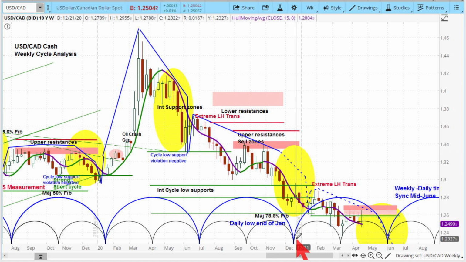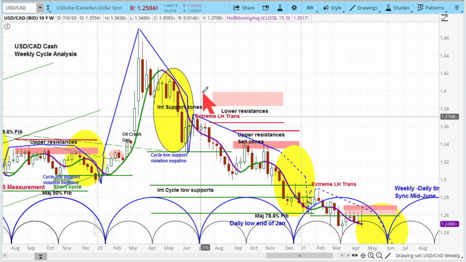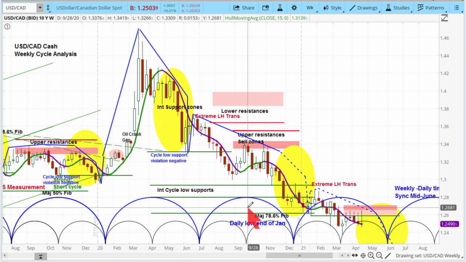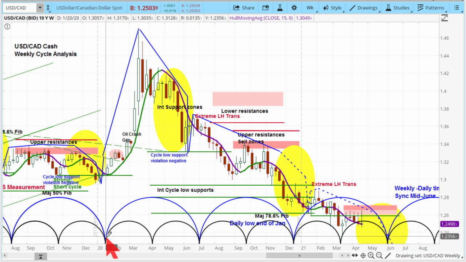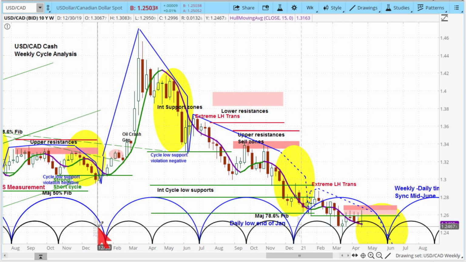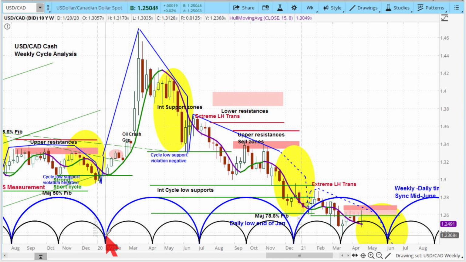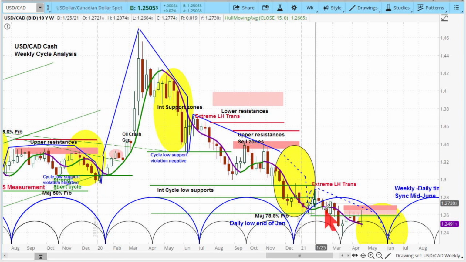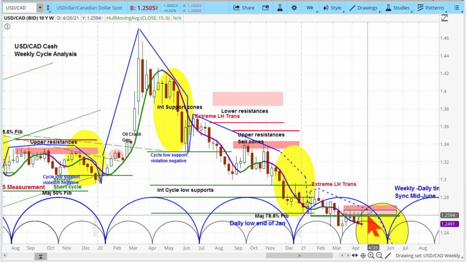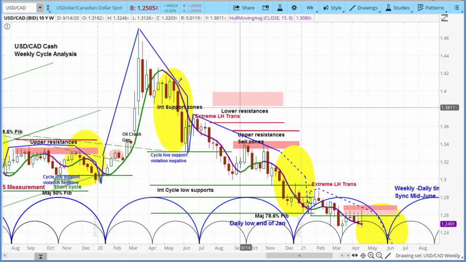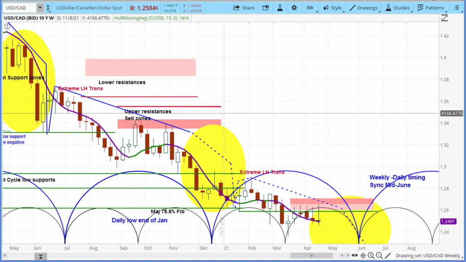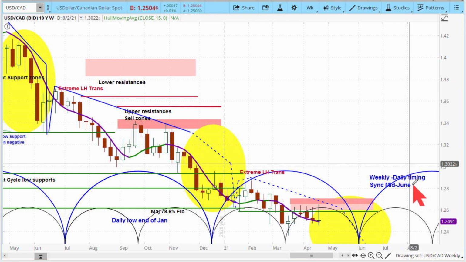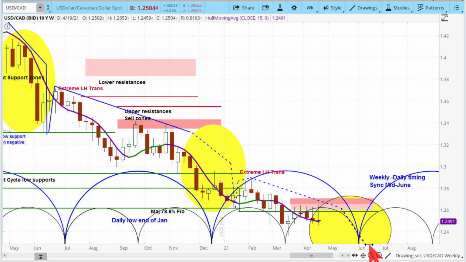Look what happened. These yellow areas that are highlighted are the points where there is a nesting, where both the minor and the larger cycle come down together, and that brings declines, as you see here and here and here. And guess what's coming right over here? So what these cycles that we're looking at are syncing up to is a low timing that works with our daily analysis that comes into the mid-June period right over here.